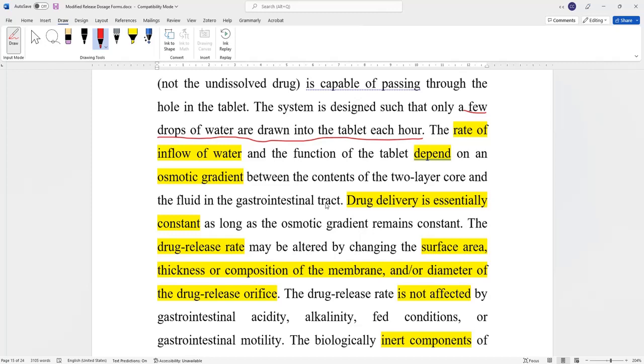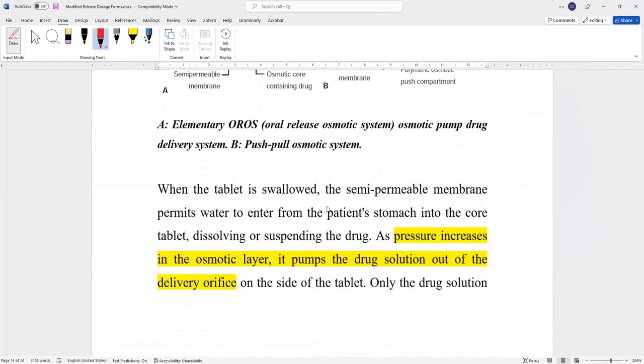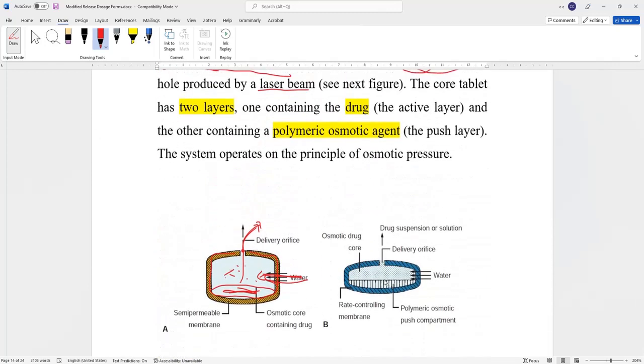Another thing that you should know, that what causes the release is the osmotic pressure difference from inside and outside. So the larger the osmotic pressure difference between inside and outside, the faster is the drug release. This is what you should know.